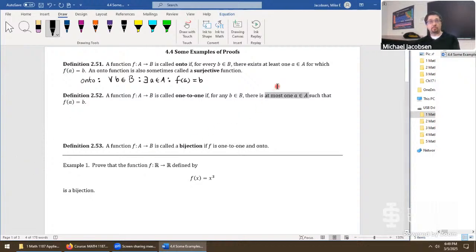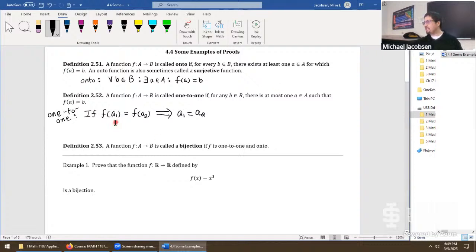And the at most one here can now be rewritten as, let's see, if f of a1 equals f of a2, let me fix some penmanship there, then that will imply a1 equals a2. So this is one-to-one.